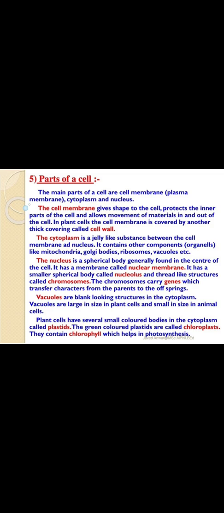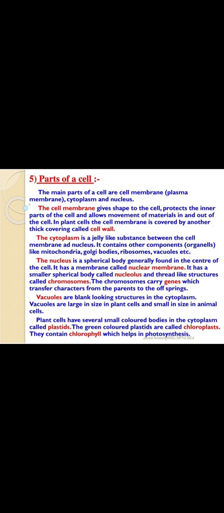We have seen these things in the picture which we saw previously. The nucleus is a spherical body generally found in the center of the cell. It has a membrane called the nuclear membrane. It has a smaller spherical body called the nucleolus and thread-like structures called chromosomes. Chromosomes carry genes which transfer characters from the parents to the offspring.